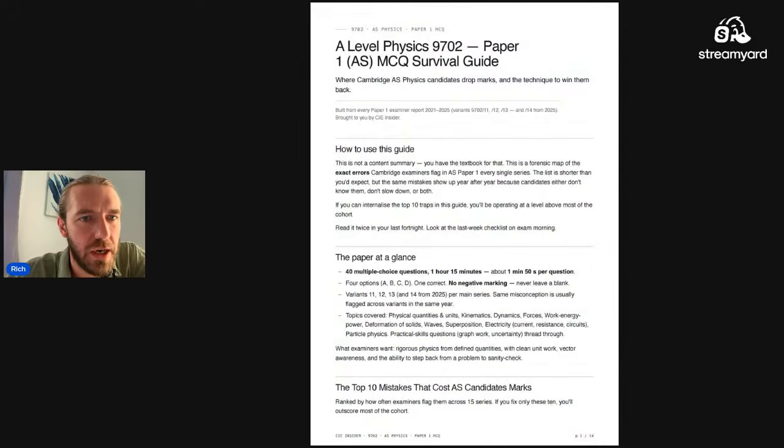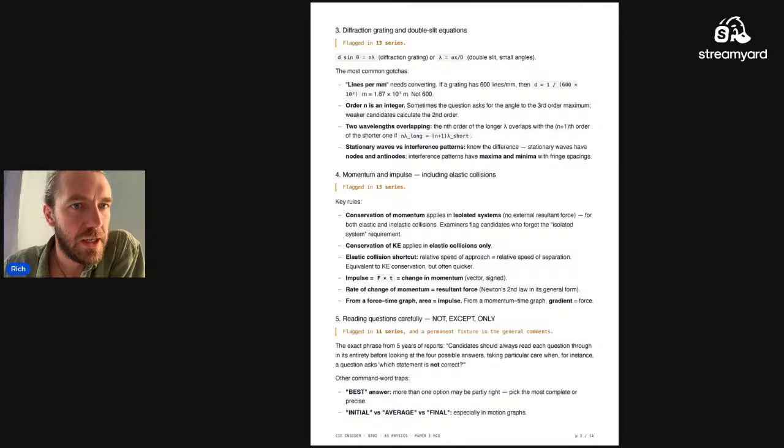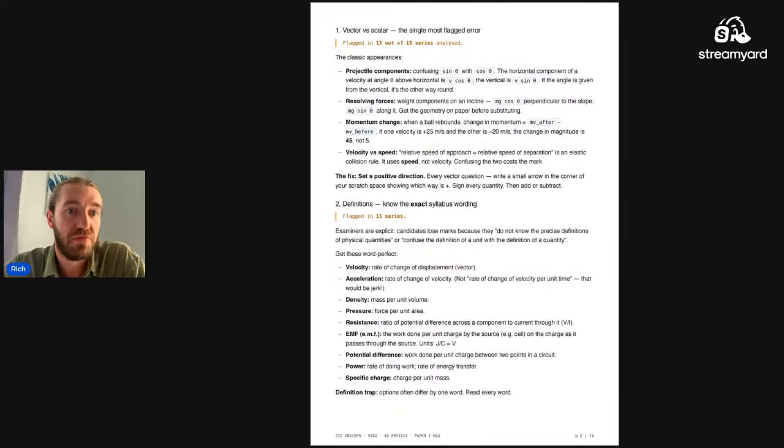So this is the guide that I've put together. Multiple choice survival guide. It says how to use it. Not a content summary. You have a textbook for that. Then a paper at a glance, and what is really useful is that it's flagging per series. So how many series of the 15 that I've been analyzing, how many times did this come up? Obviously, the ones towards the start are heavily weighted. They are really why I've chosen to talk about the things that I have during this session.